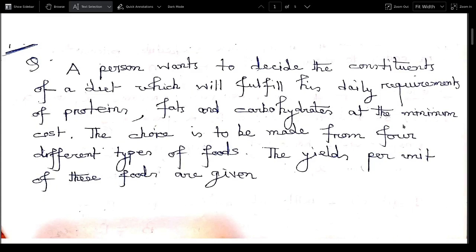Problem. Okay. So first you see, a person wants to decide the constituents of a diet which will fulfill his daily requirements of proteins, fats and carbohydrates at the minimum cost. The choice is to be made from 4 different types of foods.